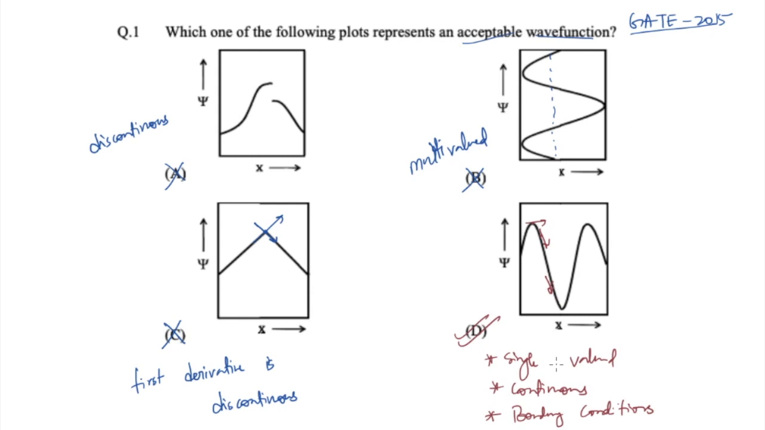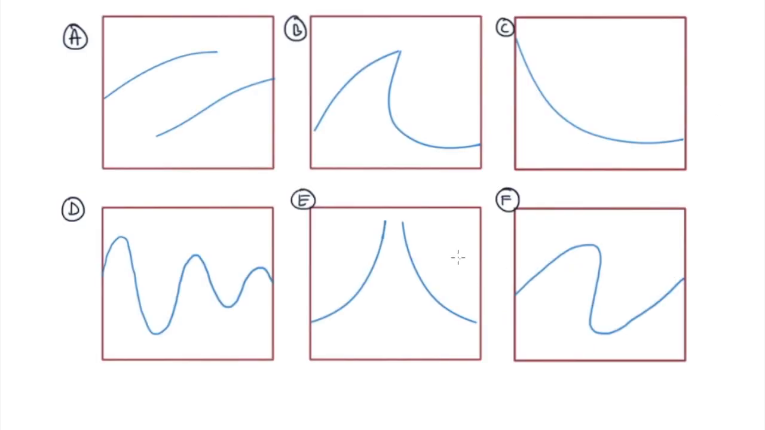I'll give you one question to solve on your own. I'll just give you some examples. You have to tell me whether they are acceptable wave functions or not. Alright guys, so these are certain questions which I am giving you from my side. I have made A, B, C, D, E and F. These are different graphs. The blue color lines are your wave functions. You have to tell which of these are acceptable wave functions, and if they are not acceptable, then why is it so. Okay, so try it yourself.